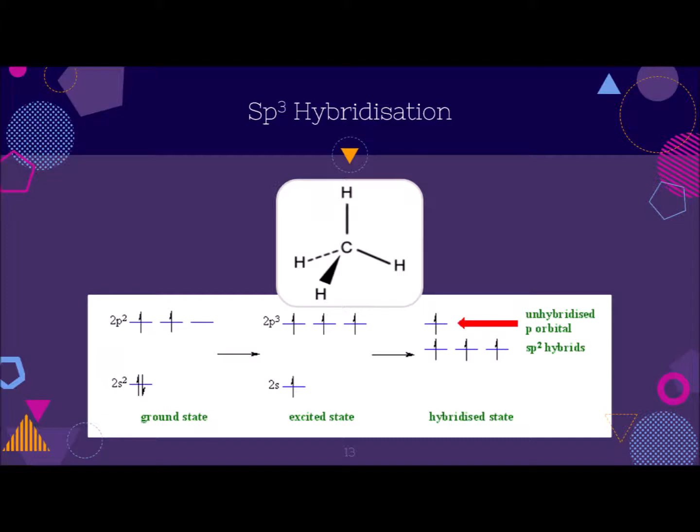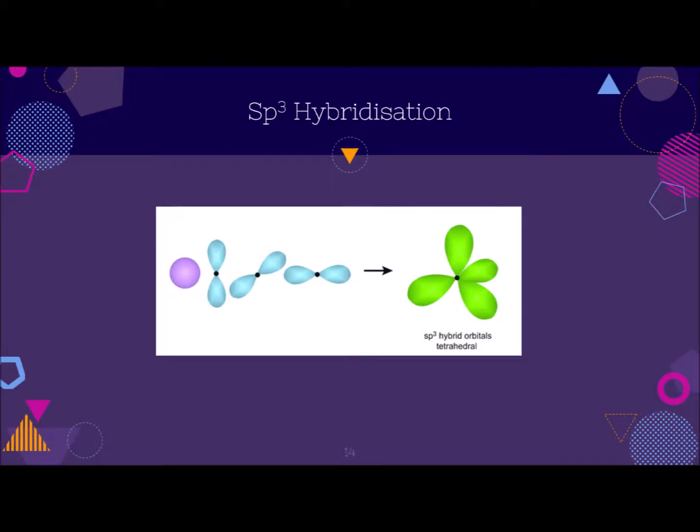Therefore, hybridization is necessary. This mixes the 2s and the 2p orbitals to form 4 sp3 orbitals. All 4 of these orbitals have the same energy, and so the 4 carbon-hydrogen bonds can be formed. Let's have a look at what this is in a diagrammatic format. As you can see here, the s orbital, coloured purple, can bond to the 3 p orbitals, coloured blue, to form the 4 sp3 orbitals, coloured green.